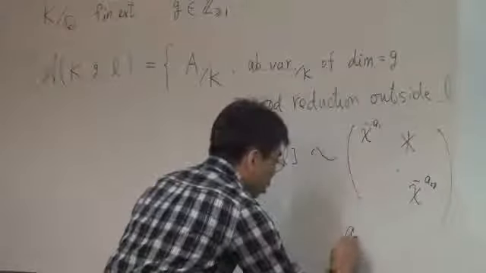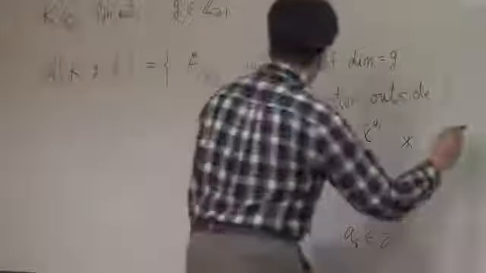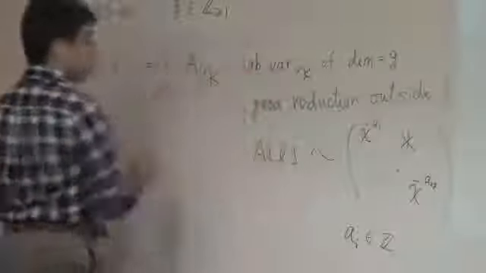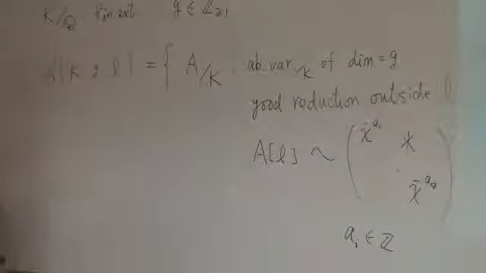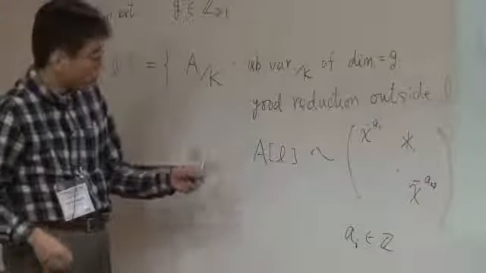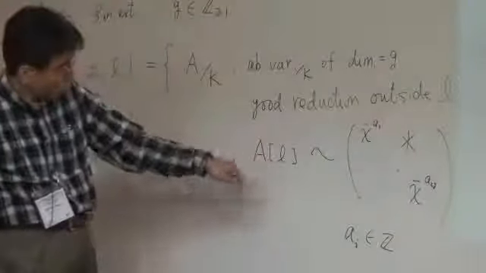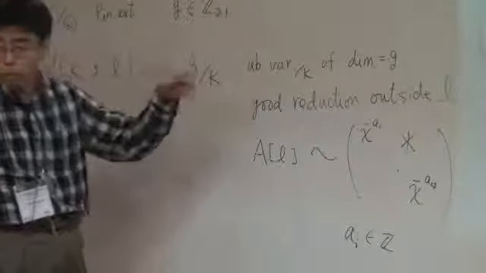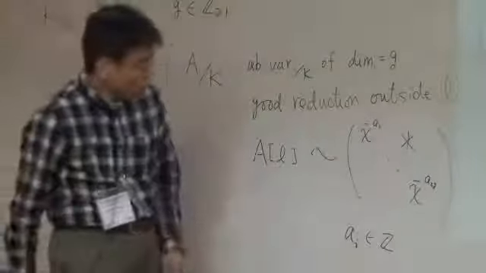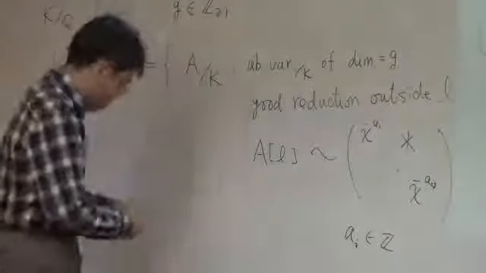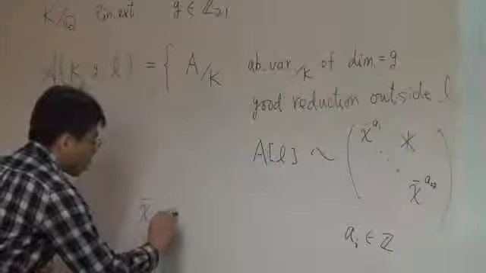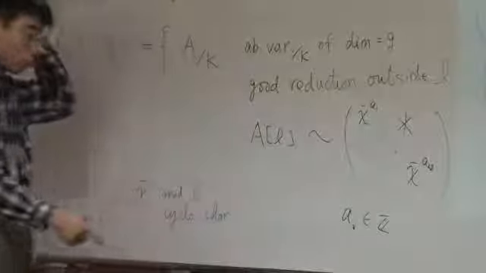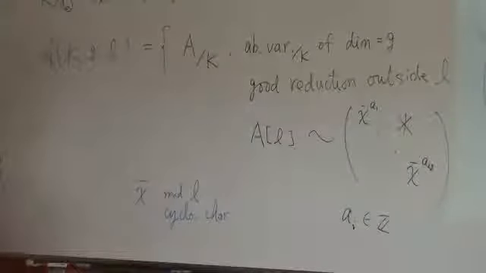These a_i are some integers. In general, the Galois representation on these l-torsion points lands in GSp_2g, so this is a very special type. This chi is the mod l cyclotomic character. So this is a special kind of reduction on l-torsion points.